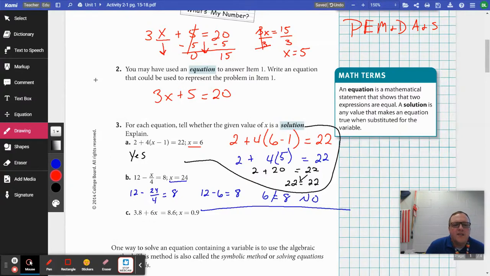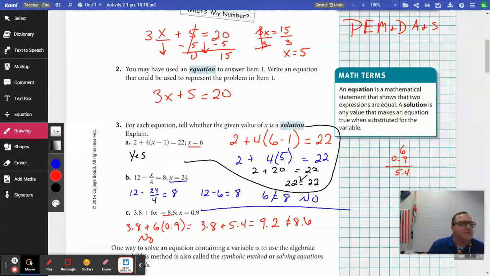All right, so red for C, we'll have 3.8 plus 6 times 0.9. And let's see, it's supposed to equal 8.6. So let's see, 6 times 0.9 is 5.4. So that is 3.8 plus 5.4, which equals 9.2, which does not equal the 8.6, right? It does not equal the 8.6. So the answer for that one is no as well.